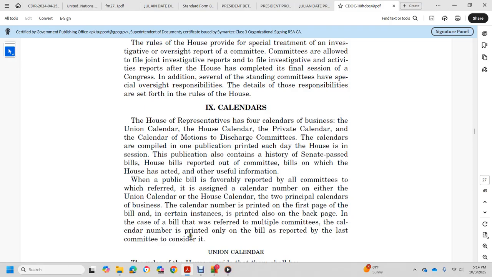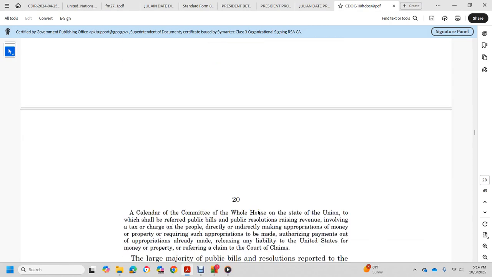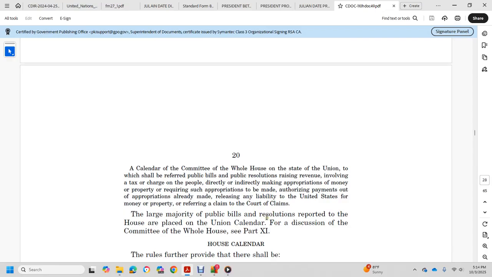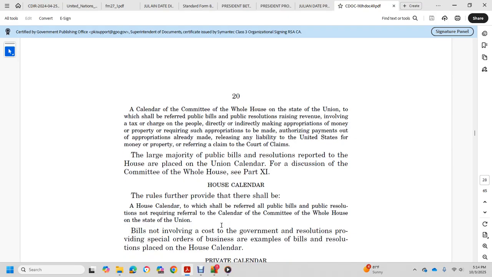Under the rules of the House, all public bills and resolutions involving a cost to the government are placed on the Union calendar for discussion in the Committee of the Whole House. 11. The House calendar: under the rules, bills and resolutions not involving the cost of the government, such as resolutions providing a special order of business, are placed on the House calendar.